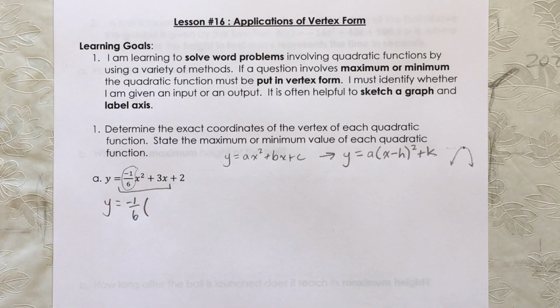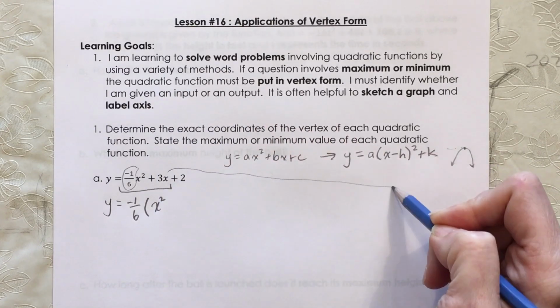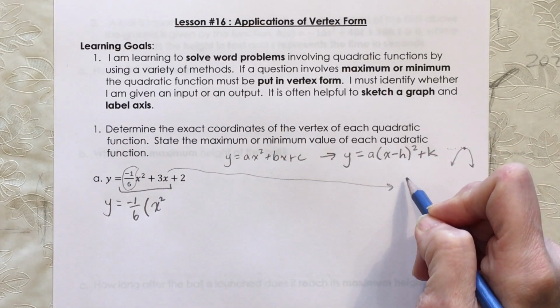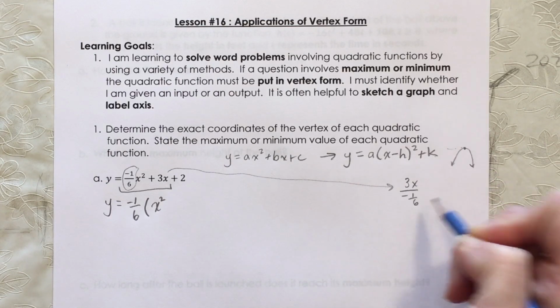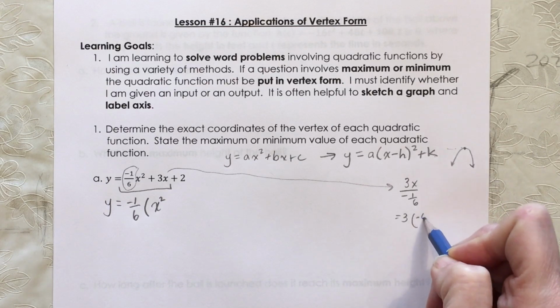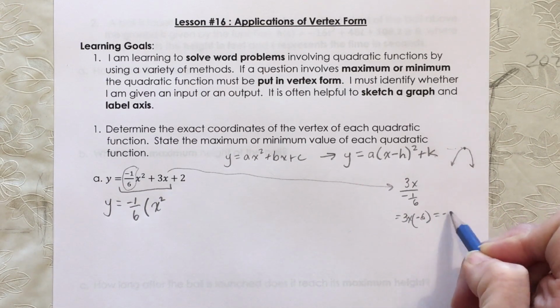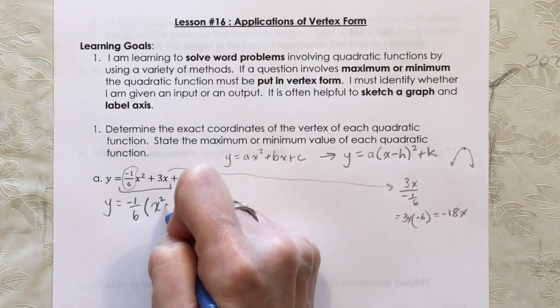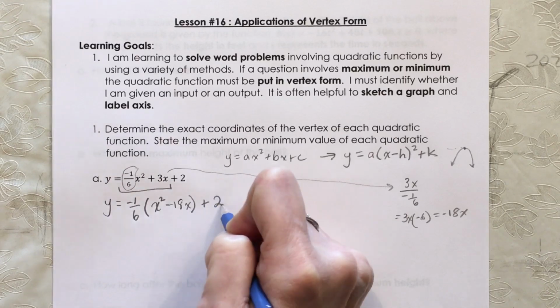So negative 1/6 x squared divided by negative 1/6 is just x squared. And then again, hopefully you're getting good at this now. We have to do 3x divided by negative 1/6. To divide by a fraction, you multiply by the reciprocal. So that's going to give us negative 18x. Close my parentheses, plus 2.